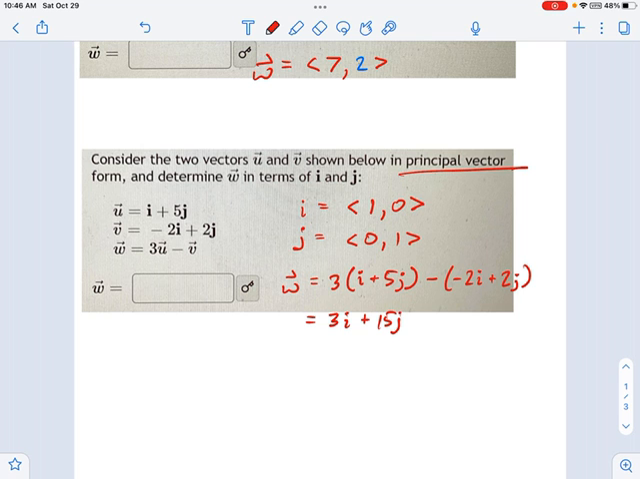So I've got 3i plus 15j once I do that first distribution, and then plus 2i minus 2j. And now we just group up like terms. It's like these i's and j's are just the normal variables we're used to. So this becomes 5i, and the 15 and the negative 2 combine to make 13j. And that's how we handle addition, multiplication, subtraction of vectors.